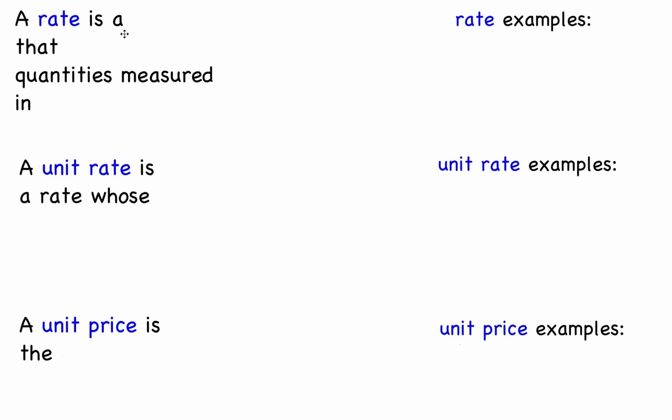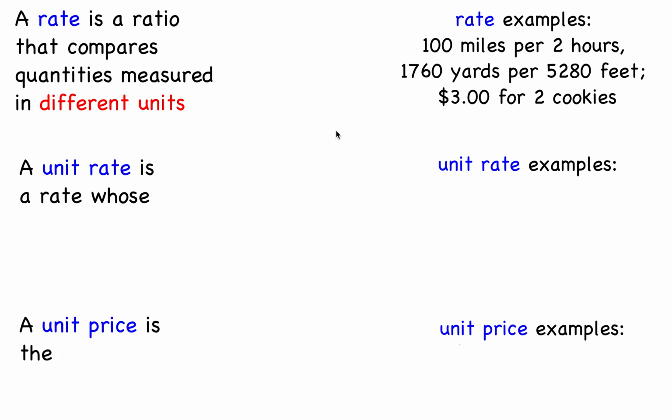A rate is a ratio or a fraction that compares quantities that have different units. Examples of some rates are 100 miles for every 2 hours, 1,760 yards for every 5,280 feet, or $3 for 2 cookies. Now, you might recognize some of these things as conversion factors, and we'll get into some of those in the next few slides as well.